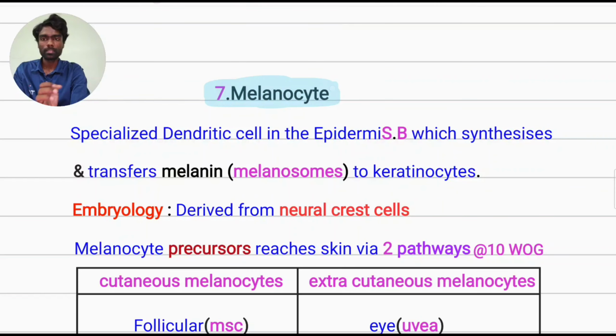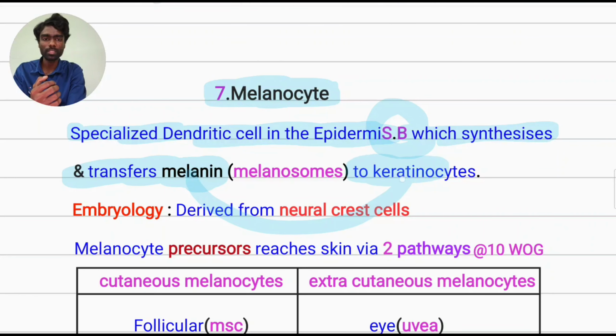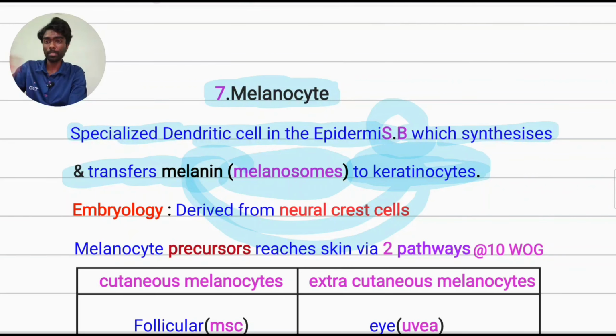Melanocyte. It is a specialized dendritic cell in the epidermis, particularly located in the stratum basale layer, which synthesizes and transfers melanin to the surrounding keratinocytes. It is actually the organelle melanosome which contains this melanin that is being transferred, not directly the pigment melanin.